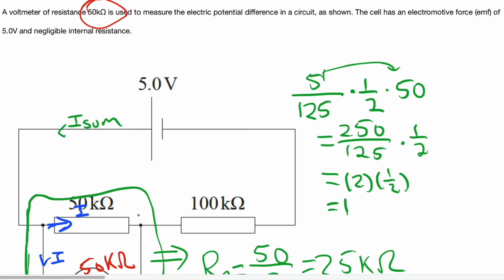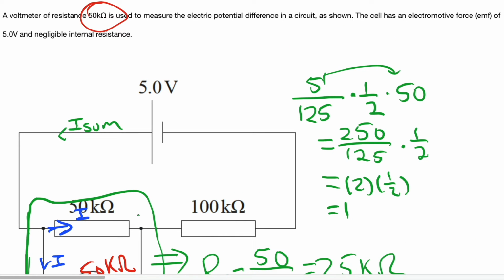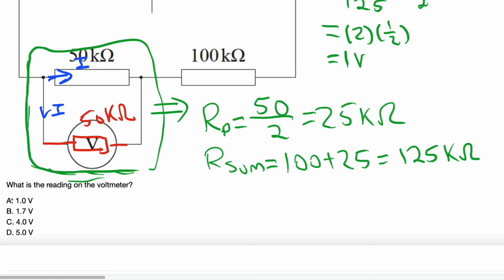So the trick here is you need to read the question carefully because the voltmeter has no resistance. And this is very unusual in most cases. But when you are solving the problem, just make sure you label all information on the diagram. So the answer will be A.